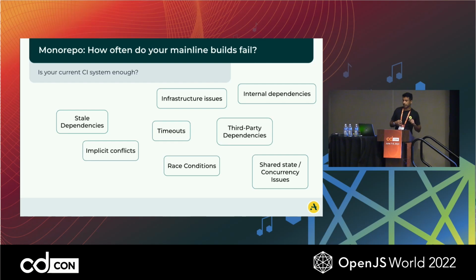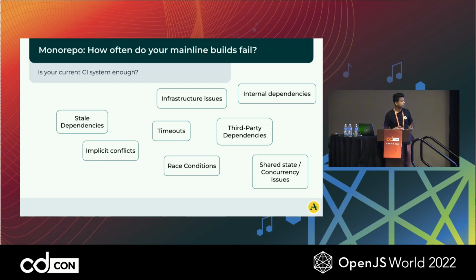So one way to think about why merging is a problem is to think about how often your mainline build fails. How many people here have no mainline builds fail ever, right? So you have your CI systems, but the question here is, is that CI system enough? Is that foolproof that your mainline is never failing? There are many different reasons why your mainline can fail even though you have your CI systems.